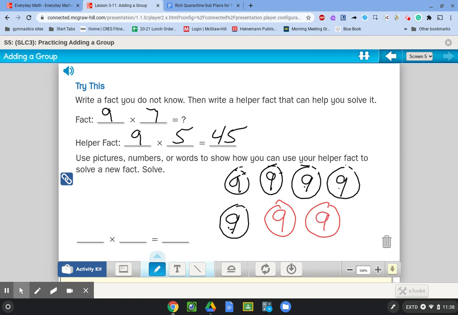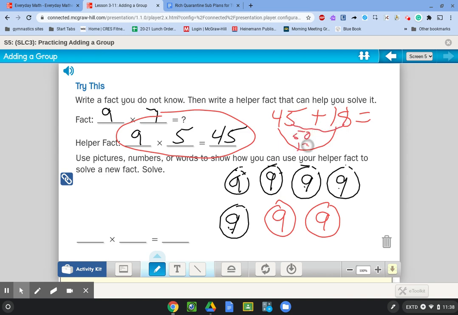Now, if you don't know what 9 times 7 is, then you can use your helper fact to help you figure this out. So your helper fact would be 9 times 5 is 45. So you could say 45 plus 9, but we know that 9 plus 9 is 18. So 45 plus 18. 40 plus 10 is 50. 5 plus 8 is 13. 50 plus 13 is 63. So that's how you can use 9 times 5 is 45 to help you figure out that 9 times 7 is 63.